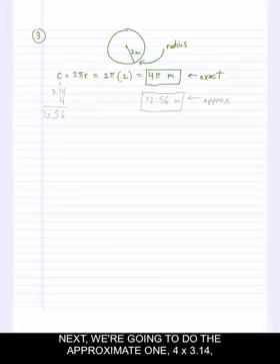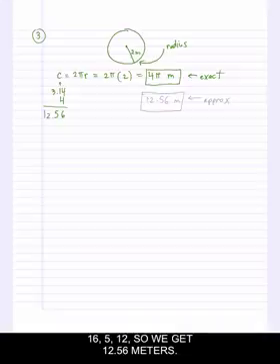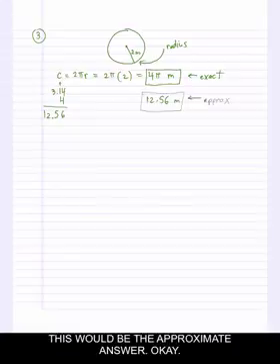Next, we're going to do the approximate one. 4 times 3.14. Let's see what we get. 16, 5, 12. So we get 12.56 meters. This would be the approximate answer.